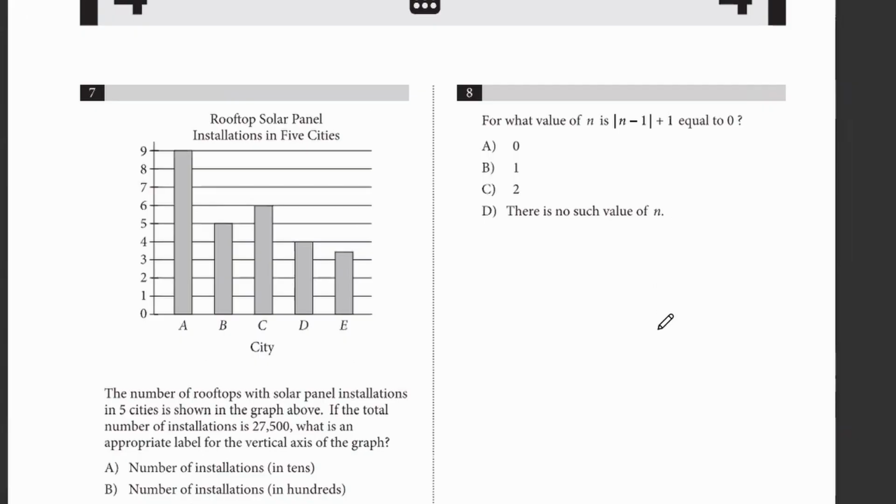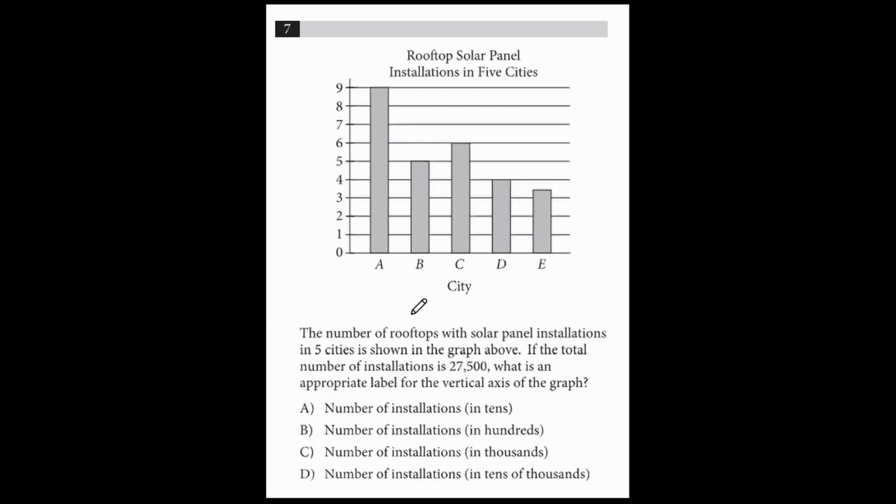So for number 7, the number of rooftops with solar panel installations in 5 cities is shown in the graph above. If the total number of installations is 27,500, what is an appropriate label for the vertical axis of the graph?